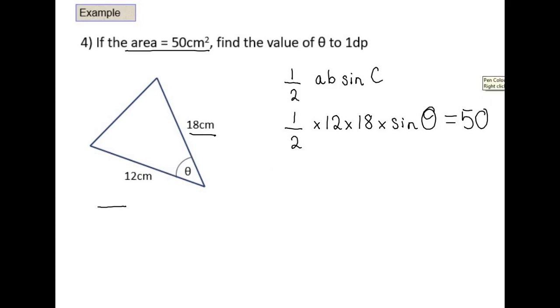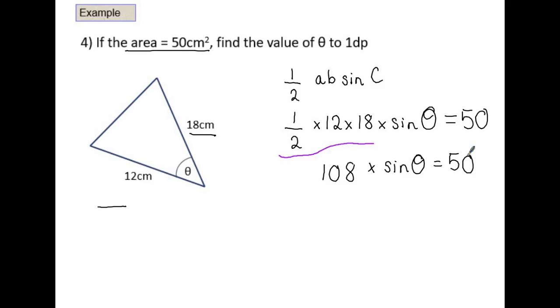Again, on this left hand side of the equation, put in everything that you can. So we can put in the half, the 12 and the 18. We can't put in the sine theta because we don't know what theta is. So half times 12 times 18 gives us 108. So we have 108 times sine theta equals 50.